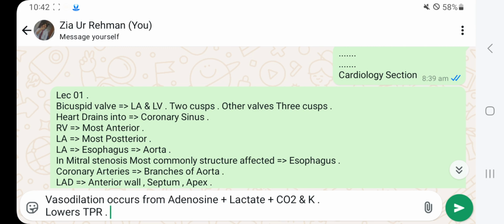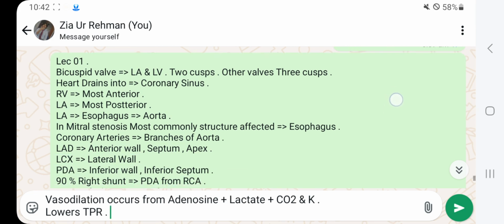The heart drains into the coronary sinus. Right ventricle is the most anterior portion. Left atrium is the most posterior portion. Behind the left atrium we have the esophagus, then the aorta. In mitral stenosis, the most commonly affected structure is the esophagus.